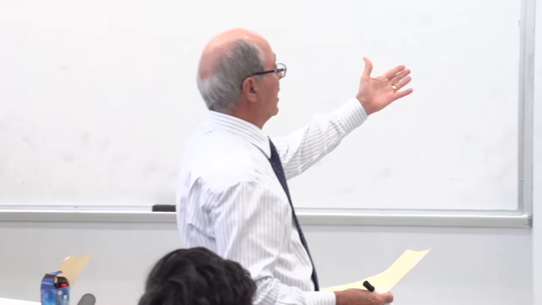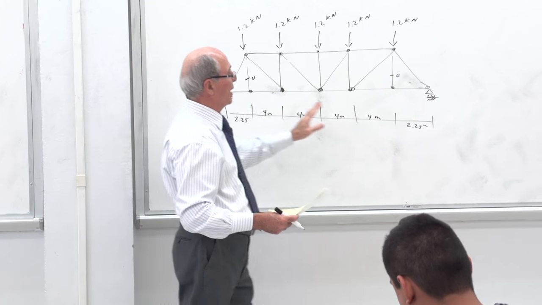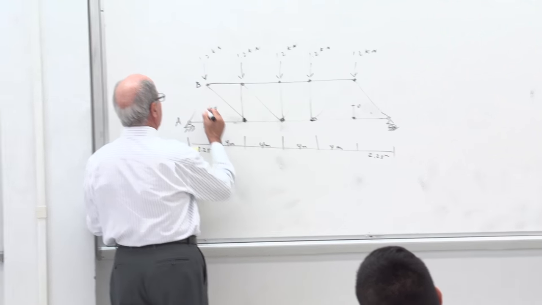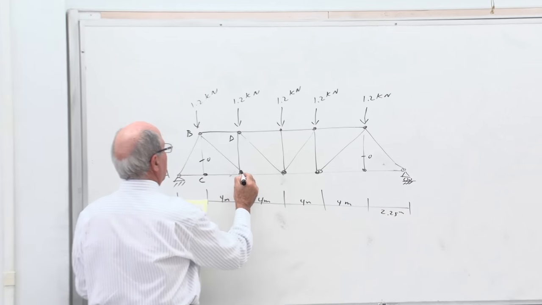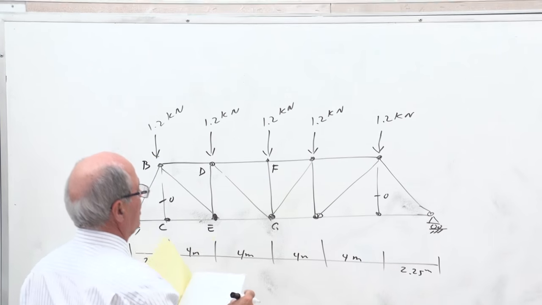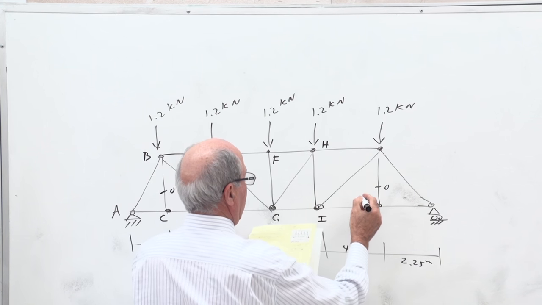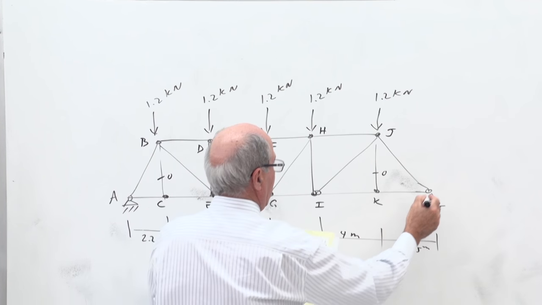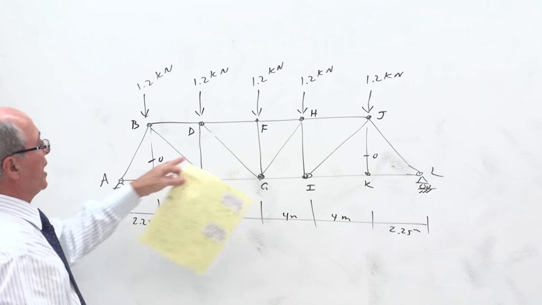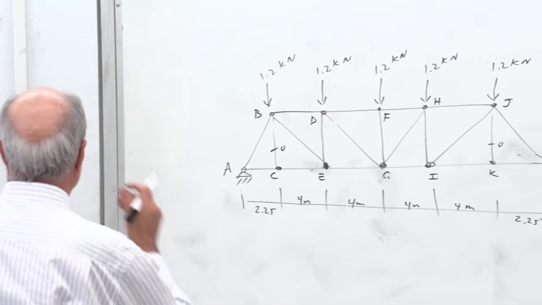How many reactions do we have again? As usual, at A we have AX and AY. There are so many points we should name, so let's list a few of them at least: A, B, C, D, E, F, G, H, I, J, K, L. So there are two reactions at A. Of course, AX is equal to zero. We don't have any horizontal forces in this truss.